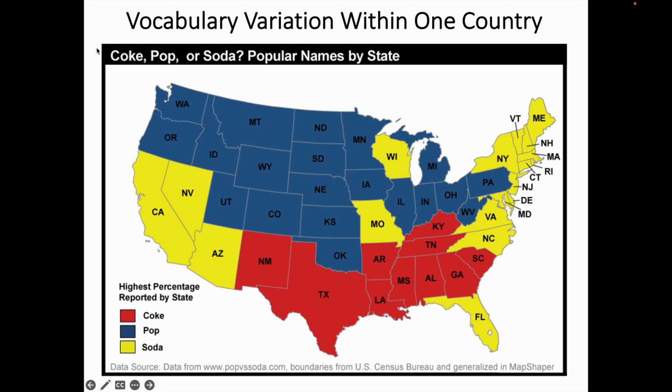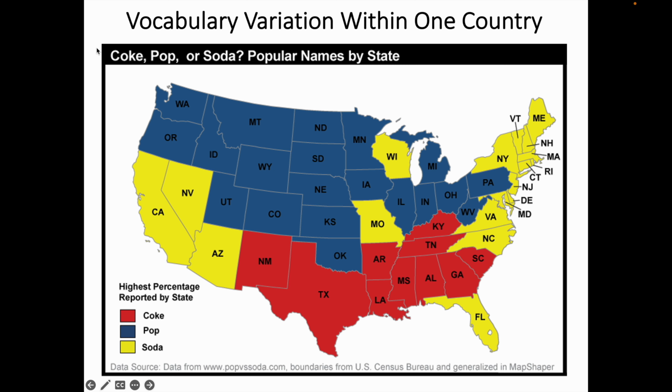Most South states call it Coke. They are in red, whereas Northern states call it pop. They are in blue. And the East Coast states, along with California, Nevada, and Arizona, prefer to call it soda.